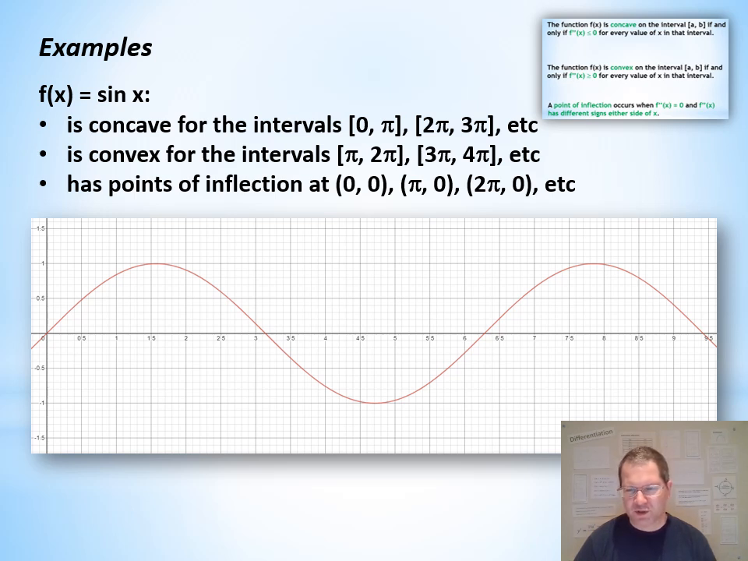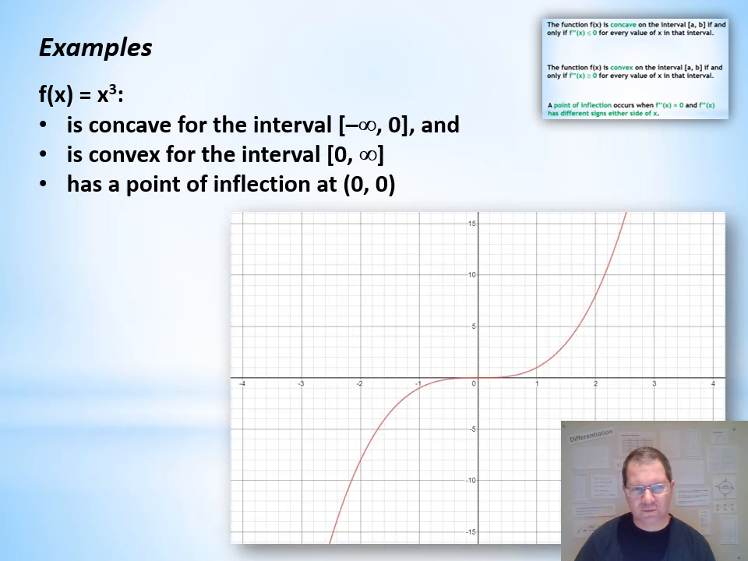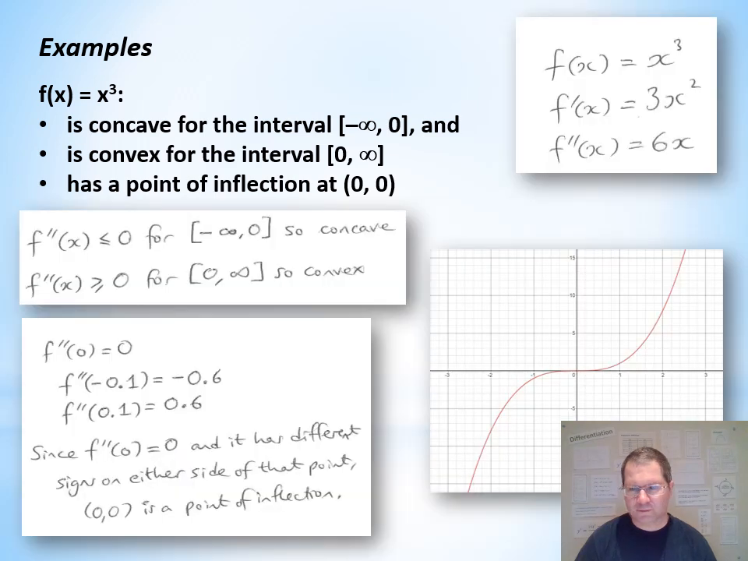So both those conditions for the point of inflection hold for (0, 0). f of x equals x cubed is concave for the interval from minus infinity to 0. It's convex for the interval from 0 to infinity, and it has a point of inflection at (0, 0).